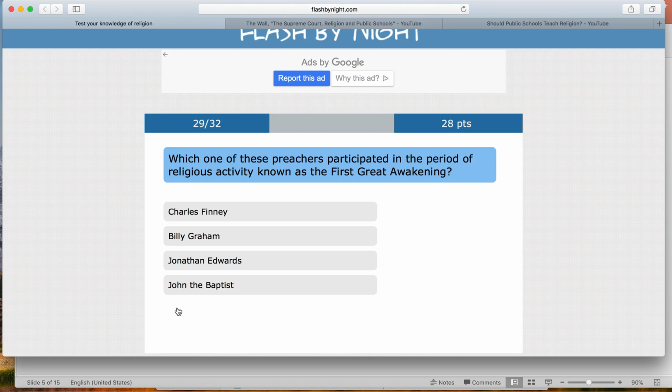Okay, which of these preachers participated in the period of religious activity known as the First Great Awakening? Was it Charles Finney, Billy Graham, Jonathan Edwards, or John the Baptist? Okay, if you selected Jonathan Edwards, you would be correct.